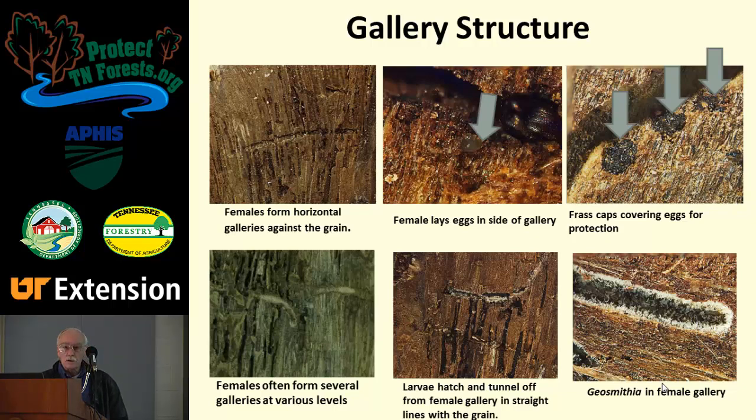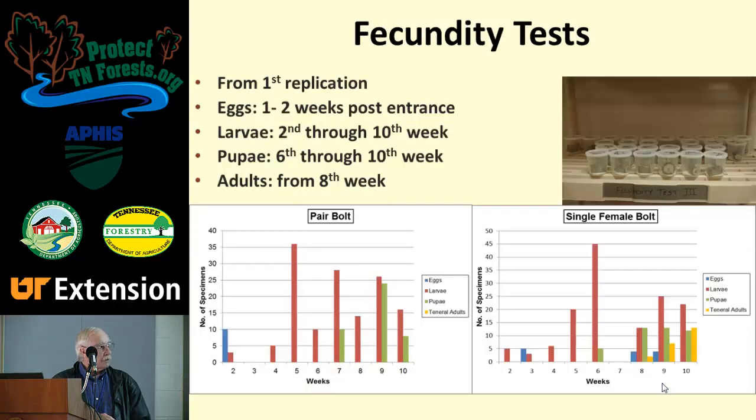And here is a picture that Dave just obtained a few weeks ago, confirming that the female makes more than one gallery under the bark. Before, we kind of suspected it, but we had no proof. She'll make them at different levels in the bark. So that's why we sometimes see almost no tissue left where heavy infestations exist. And then, of course, the Geosmithia will eventually show up in the female galleries.